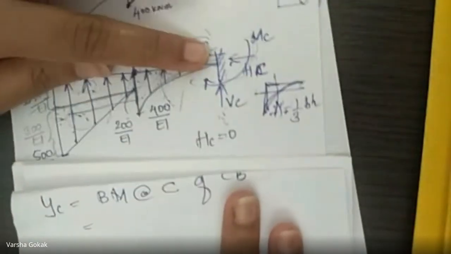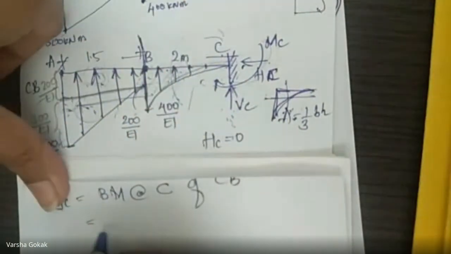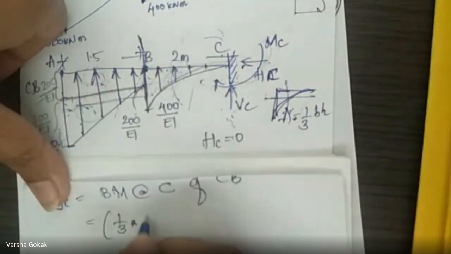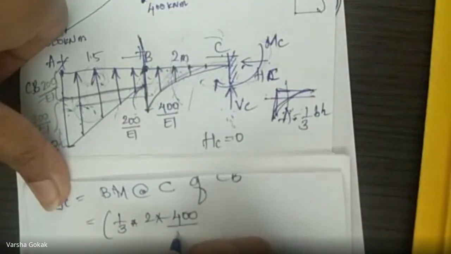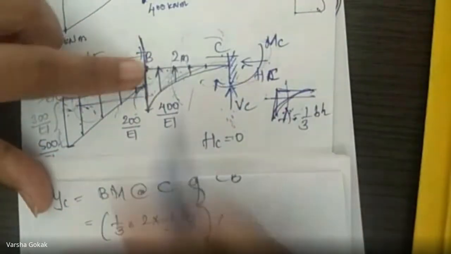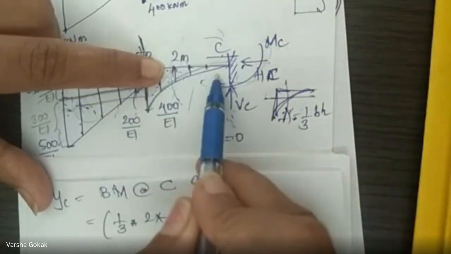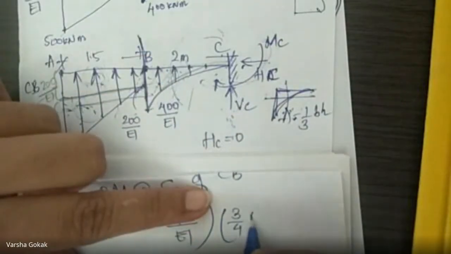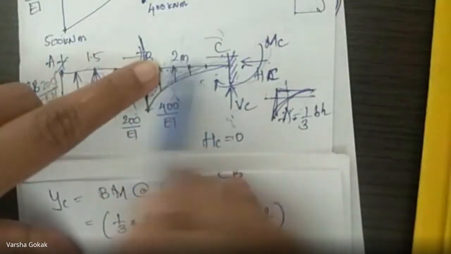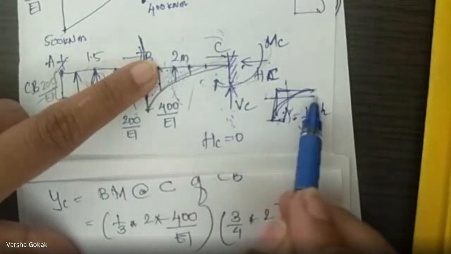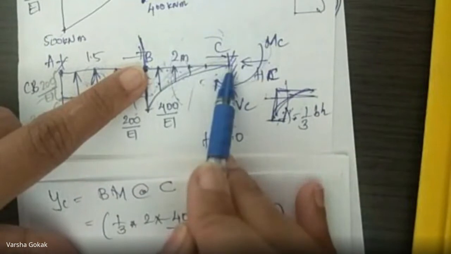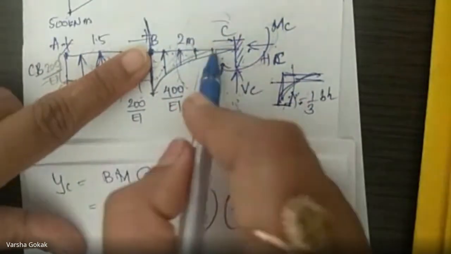So let us do that. We'll start with this figure. Figure is clear. Now we have to take moments at point C. So first we'll start with this. It is 1/3, base is 2, height is 400. 1/3 base into height, into CG. Now from here I told you it was 1/4, so the other side would be 3/4. For this, it is 1/4 from here and 3/4 from here. So now ours is from here, I'm taking moment here, so 3/4 of 2. This is for that parabolic figure.